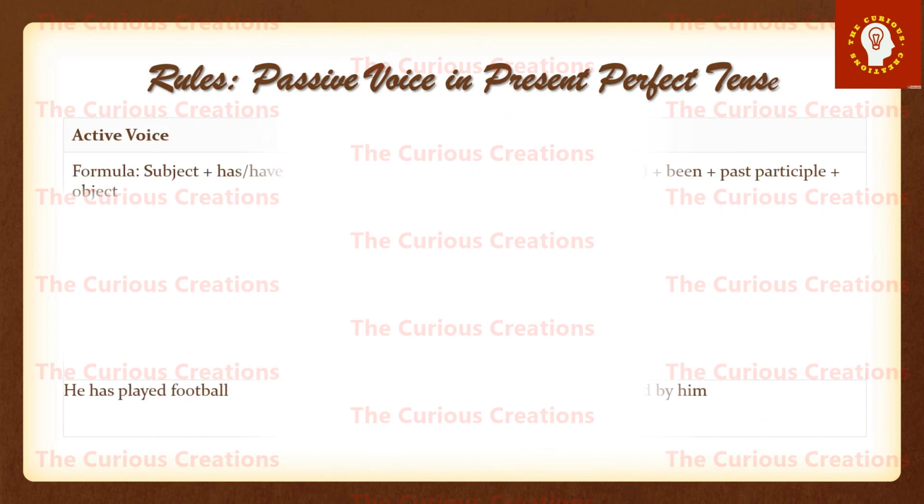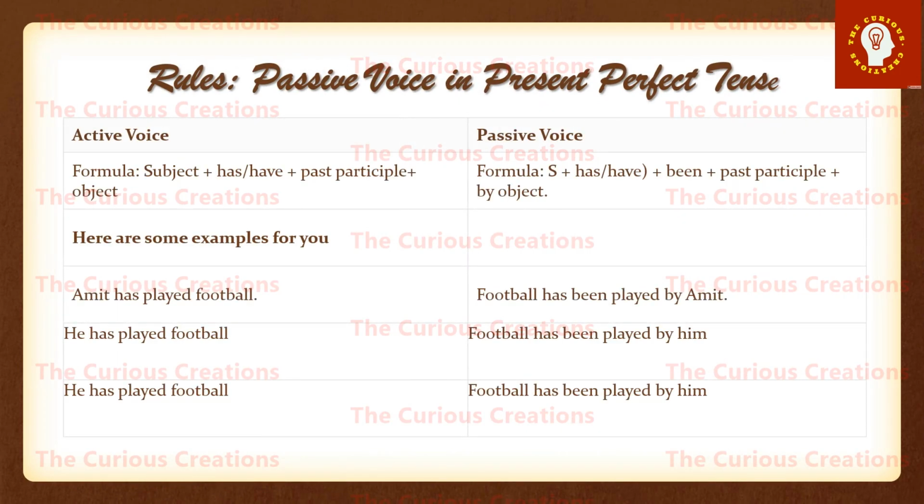This is the third and the last of the present tense that can be converted to passive voice, the present perfect tense. The syntax is as follows: subject plus has or have plus past participle plus object. For example, they have sung it beautifully. In passive voice the syntax changes to subject plus has or have been plus past participle plus by object. For example, it has been sung beautifully by them.